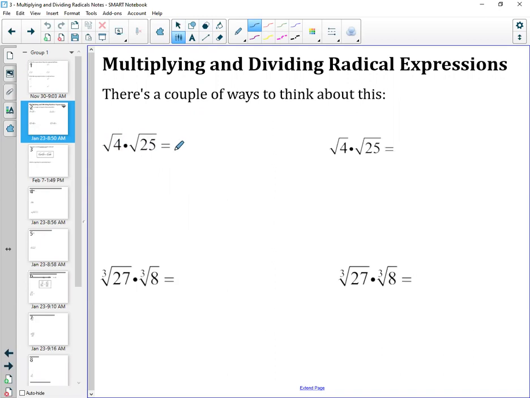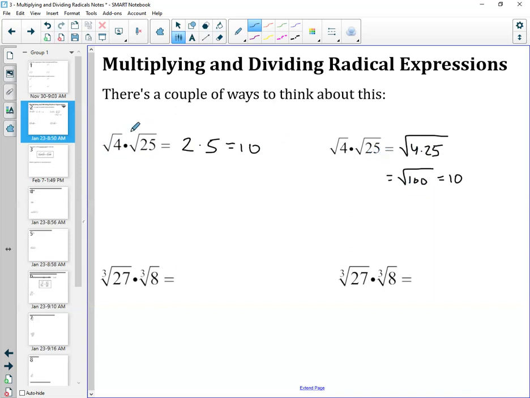You may know that the square root of 4 is 2, and the square root of 25 is 5. So this is 2 times 5, which is 10. So you can do the radicalizing first, and then multiply after, or you can multiply first. You can write this as the square root of 4 times 25, which is the square root of 100, which is also 10. So this works either way. You get the same answer and both are correct. So you're like, which one is correct? And the answer is they both work.